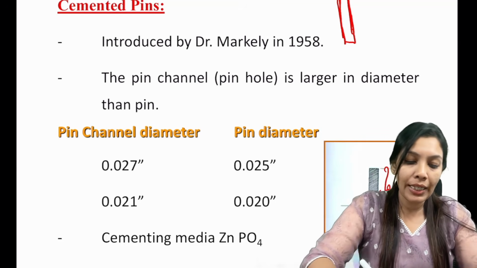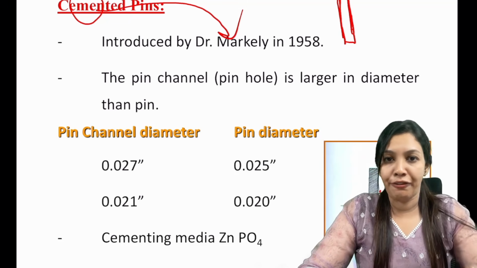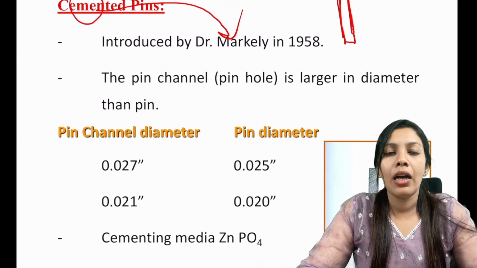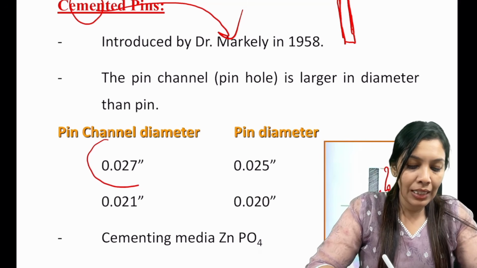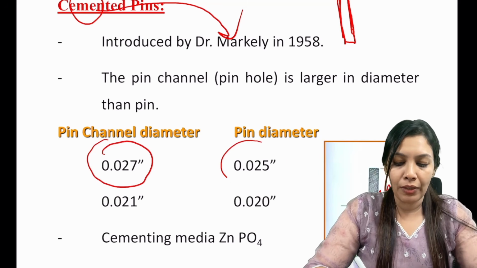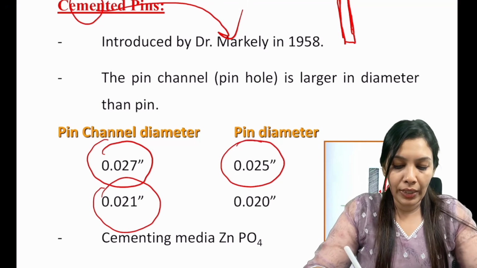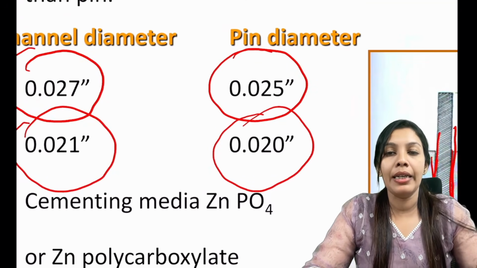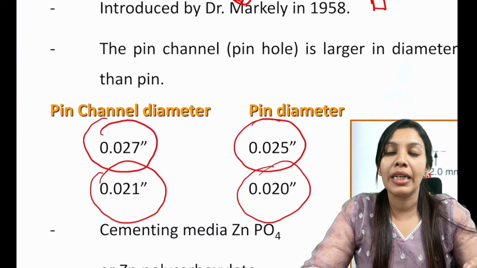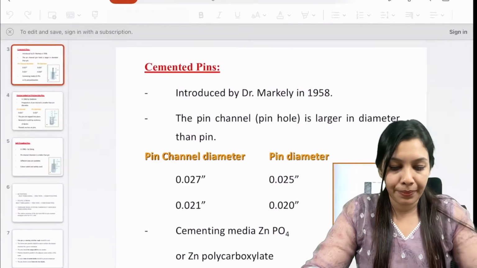It was introduced by Markley in the year 1958. Mainly there are sizes like 0.027. Since its channel size is larger, the pin diameter will be smaller, that is 0.025, 0.021, and 0.020. Now, the cemented pins are cemented using either zinc polycarboxylate or zinc phosphate cement.